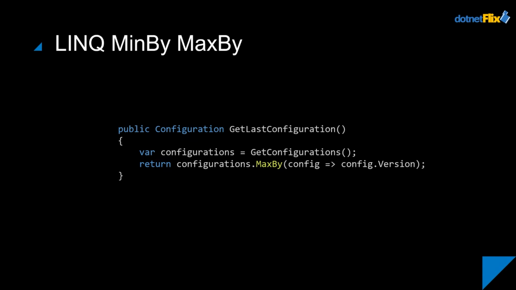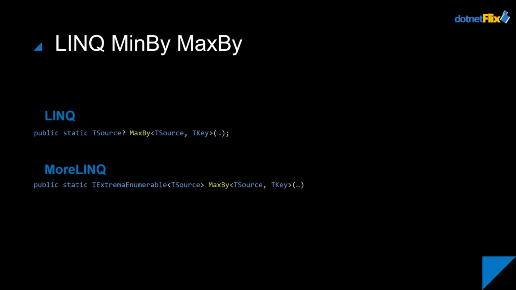And for the users that already use Linq, Linq also has a MinBy and a MaxBy method, but it works a little differently from the .NET 6 implementation. And the difference can be seen here. These are the function signatures of the MinBy and the MaxBy in Linq and in Linq. And the difference between these two is that the Linq variant in .NET 6 always returns a single element, and the Linq variant always returns an IExtrema enumerable, so an enumerable of items.